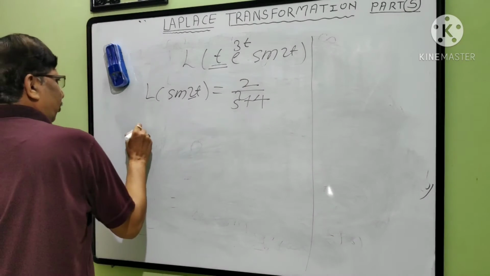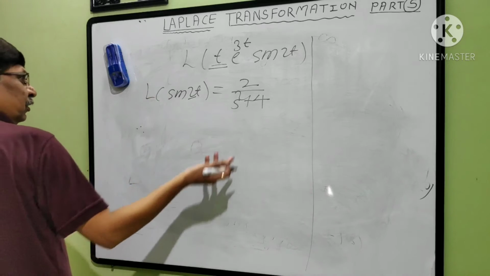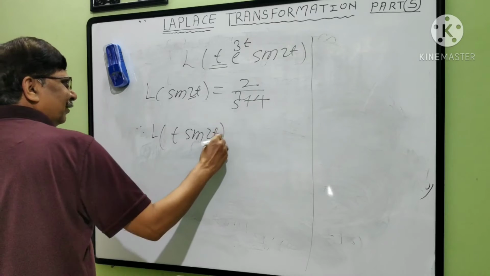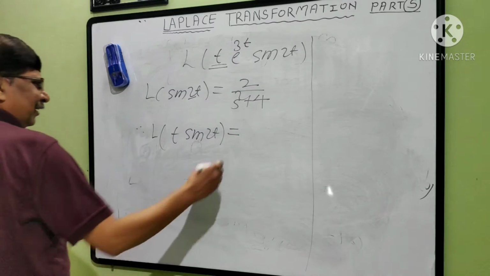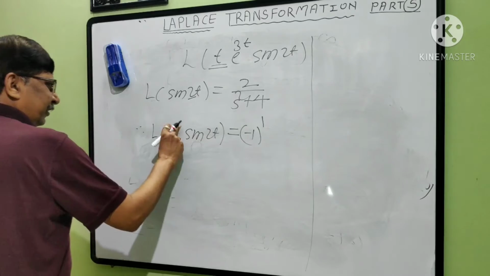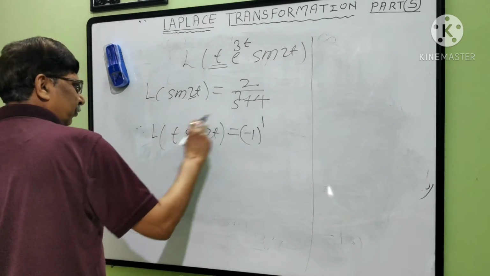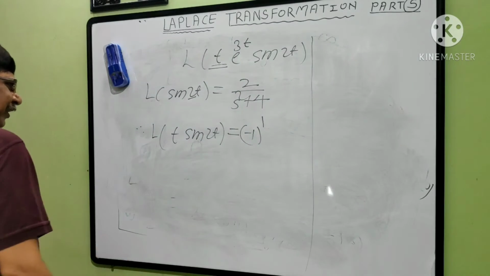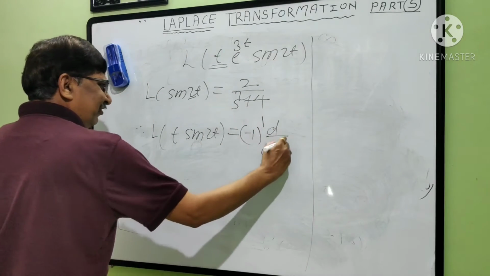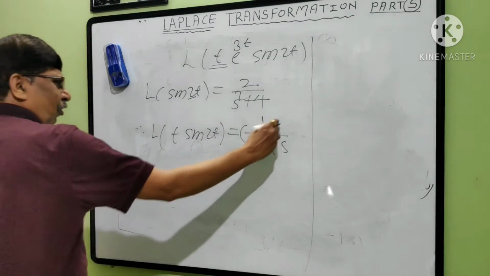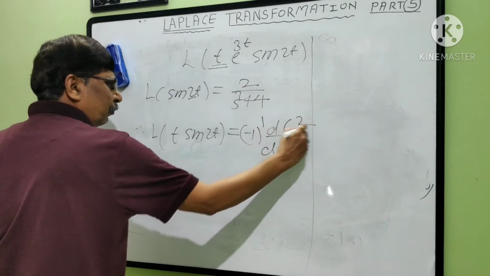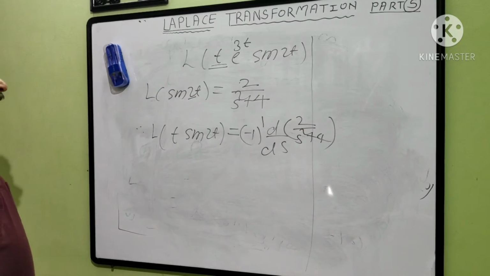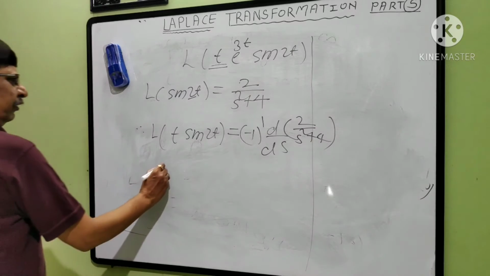Okay. Now therefore, I have just told you that if there is a multiplication by t, then find the first derivative. Before that, minus 1 raised to 1. For t, if t square, then power 2. T cube, power 3. T raised to 4, power 4. For t, minus 1 raised to 1. Okay. And which derivative? First derivative of what? Of f of s. F of s means 2 upon s square plus 4. Okay. Now minus 1 raised to 1 means minus 1.